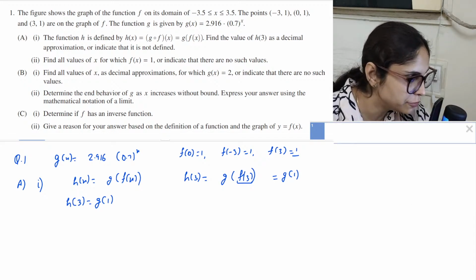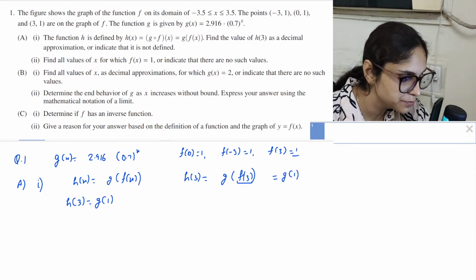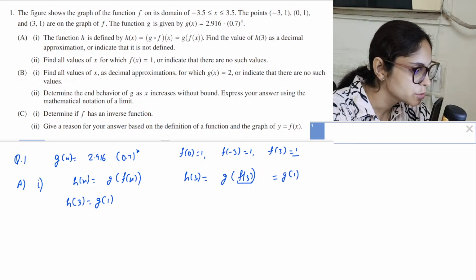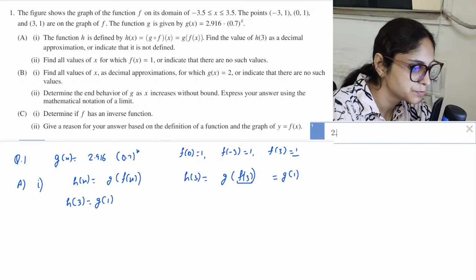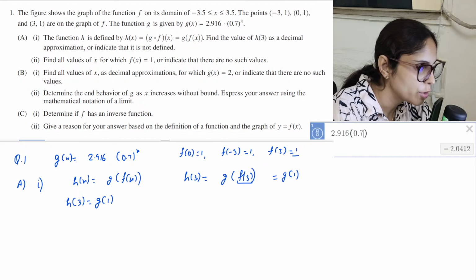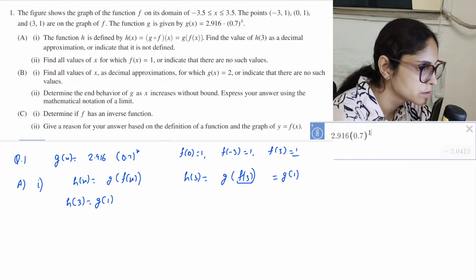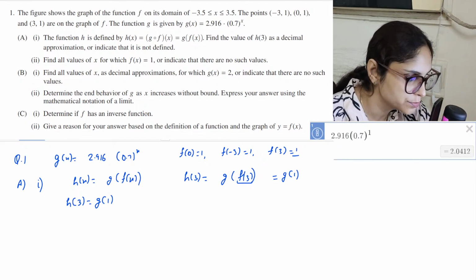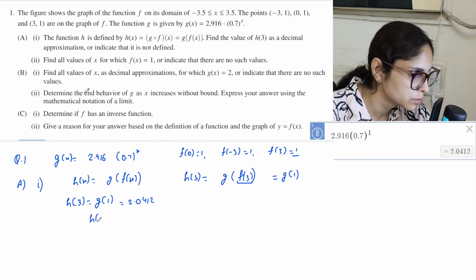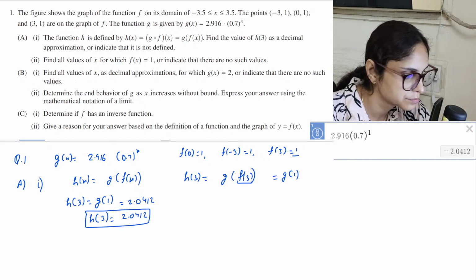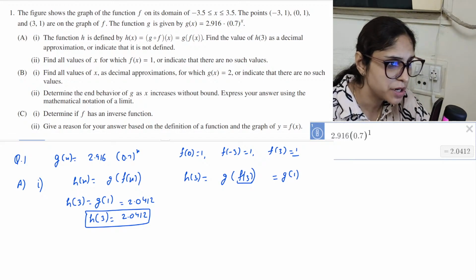The diagram for now I'll get rid of. And now we just have to find g(1). So g(x) is 2.916 times 0.7 to the power 1, which is just this much. So the answer is 2.0412. This is our answer. That is it. The first part is done.